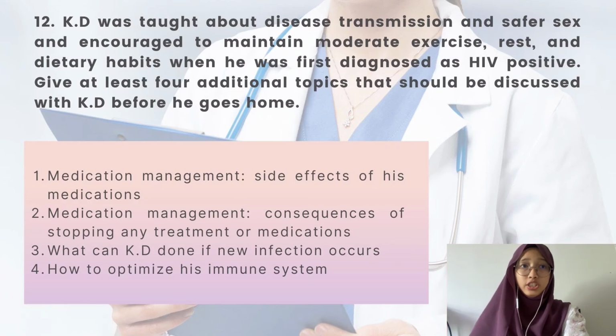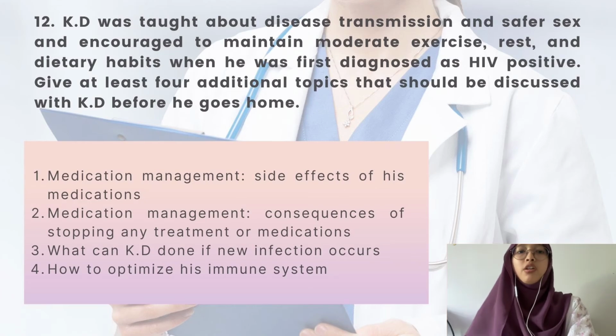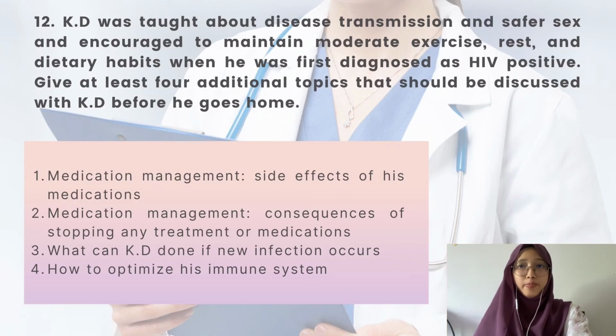The last additional topic is how to optimize the patient's immune system. The ways are the same as the encouragement above. He can practice regular exercise at least 30 minutes per day. Besides, he needs to manage his stress by doing yoga or systematic breathing. And lastly, the consumption of a healthy diet is crucial for people with a weak immune system.